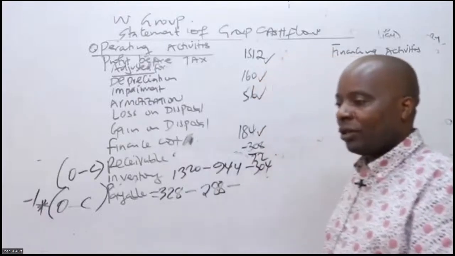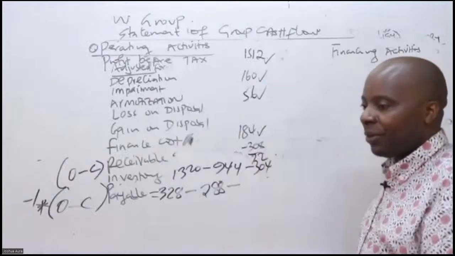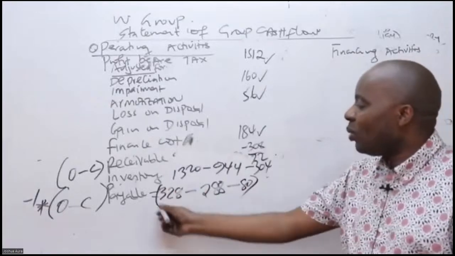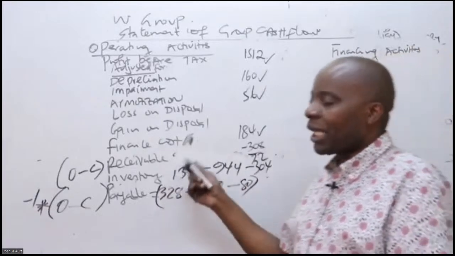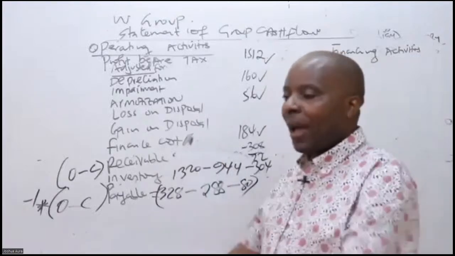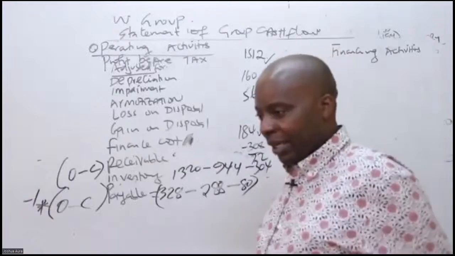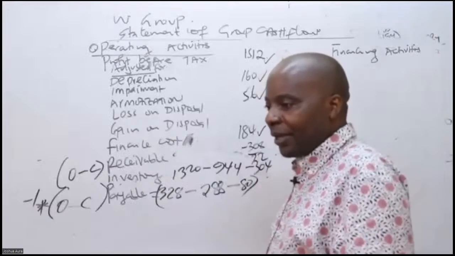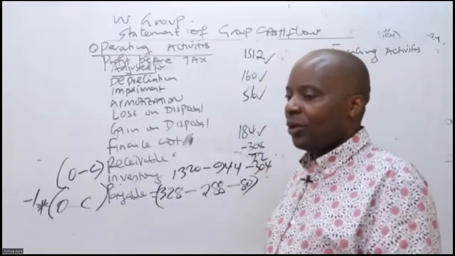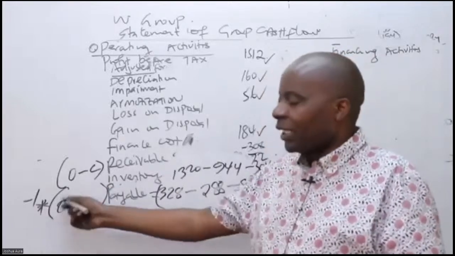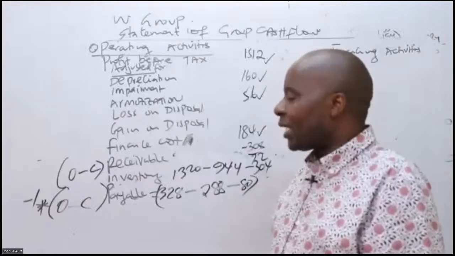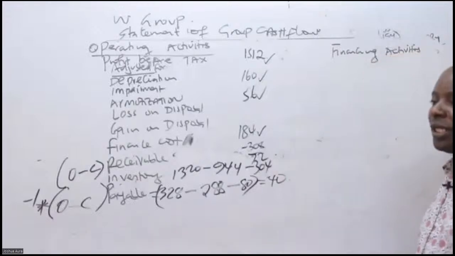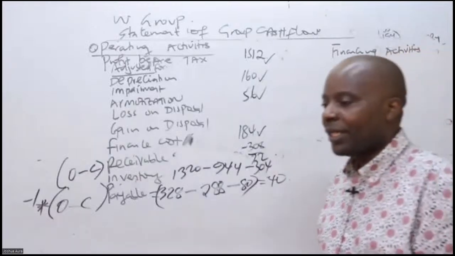So the payables of the subsidiary that was disposed, are you able to see it somewhere? 80. And then whatever I get, I will come and multiply with -1 because payable is a liability. Whatever I get there, I will remember to multiply with -1. That one will easily confuse you. So we work with this, and then we say times -1. The correct answer here is 40.